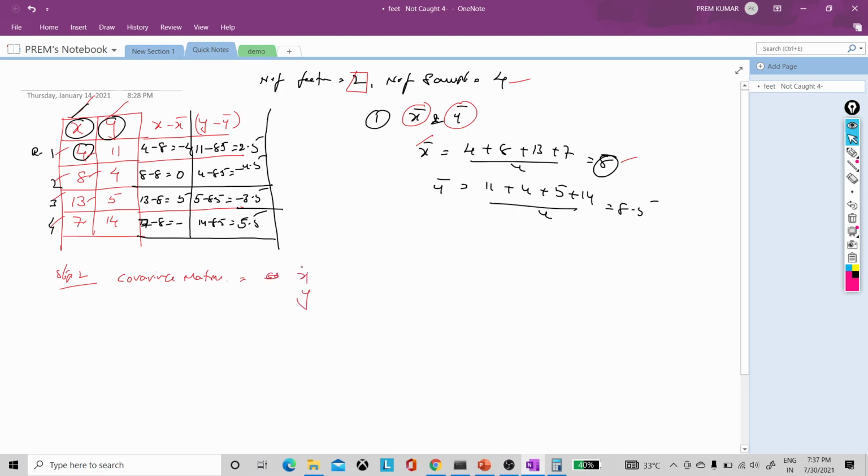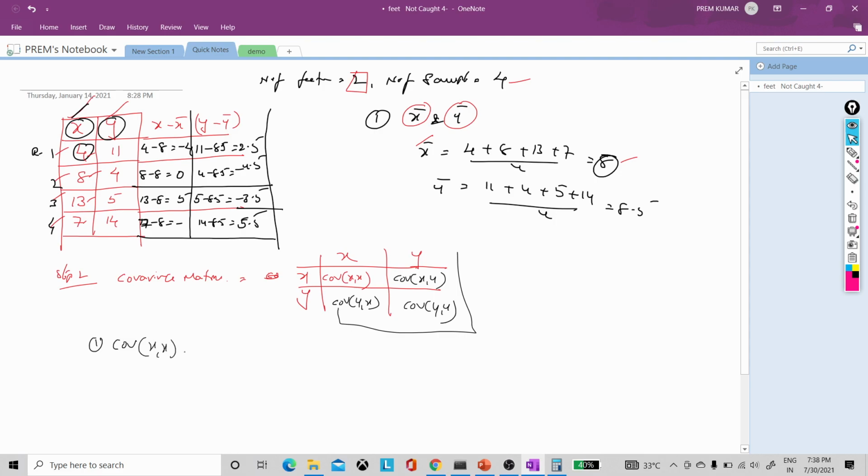So I have to find the covariance matrix. This is x and y, and this is x and this is y, for which I have to calculate the covariance of x comma x, covariance of x comma y, covariance of y comma x and covariance of y comma y. First I have to calculate the covariance of x comma x. The formula is sigma i equals 1 to n, (xi minus x bar) multiplied by (yi minus y bar), divided by number of observations minus 1.